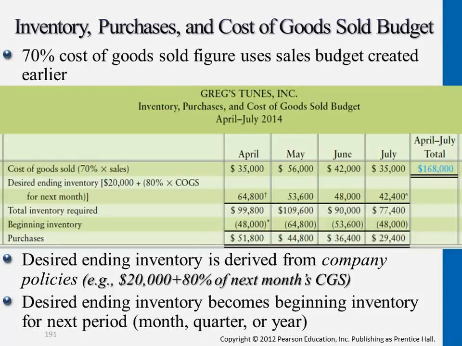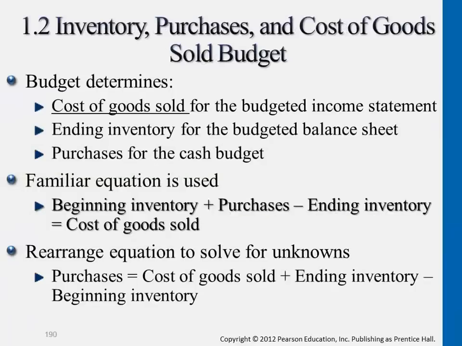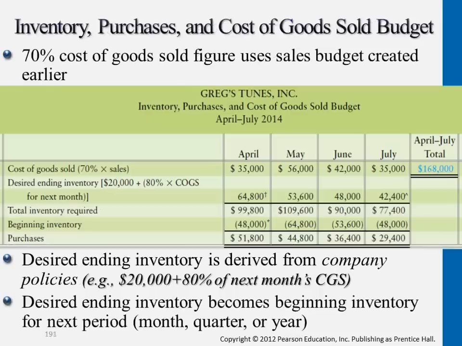Okay, once again, the logic here goes back to this equation. So how do we get purchases? If you rearrange the beginning equation, beginning plus purchases minus ending gives you cost of goods sold. If you want to get purchases, that equals cost of goods sold level plus the ending inventory level minus your beginning inventory. Okay, so this factors into the table here.